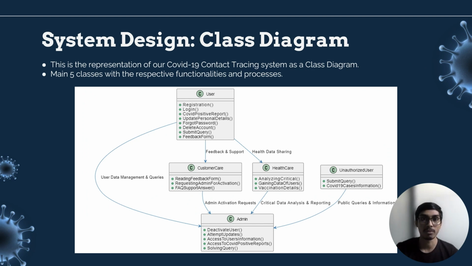It has 5 different classes: user, customer care, healthcare, unauthorized access, and admin. All classes have their different functionalities which are mentioned in the classes. For example, a user can manage their account, their personal details, and give feedback on functionalities and issues. Same as user, other classes do have their own functionalities and requirements as mentioned in the diagram.